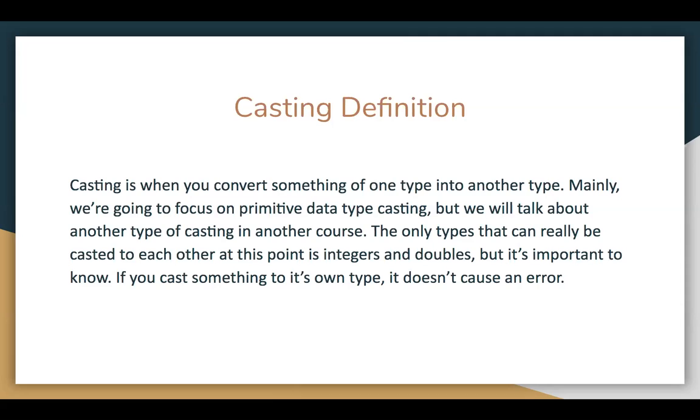So the only types that can really be casted to each other at this point are integers and doubles. But it's important to know, since it'll make it easier when you learn it later on. So, background information: if you cast something to its own type, it doesn't cause an error. And I'll show an example after this, with both integers converting to doubles and doubles converting to integers, and I'll show you how to program it.